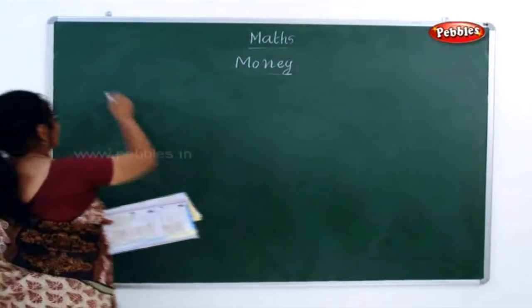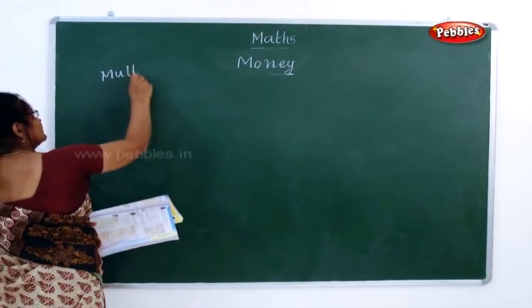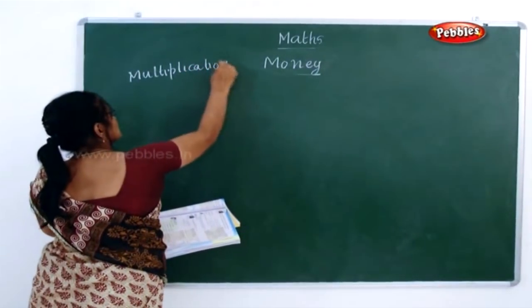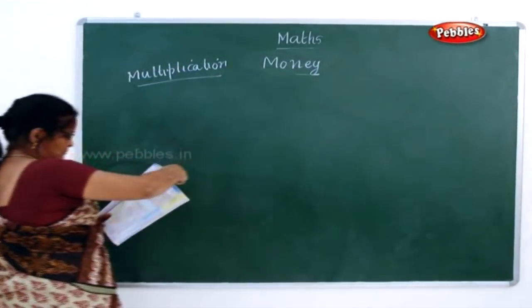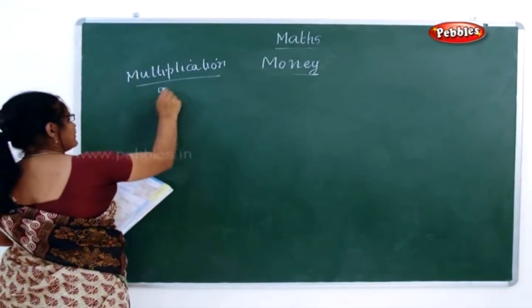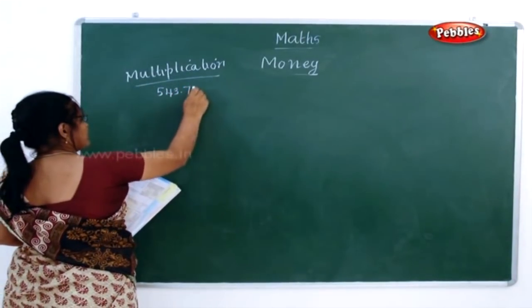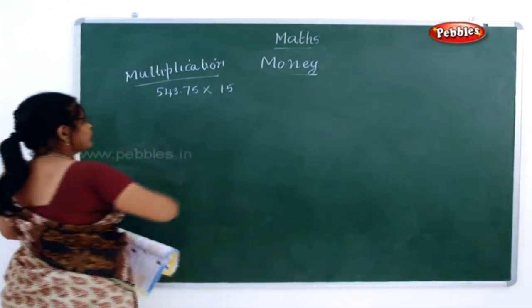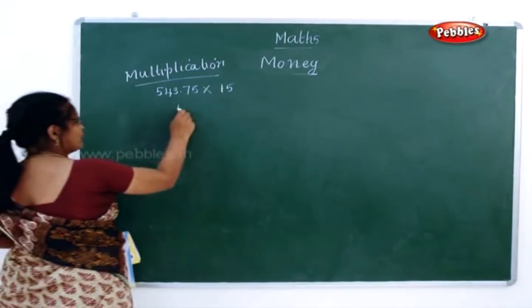Next one is multiplication. 543.75 into 15. You have to multiply with this. Now how will you do?